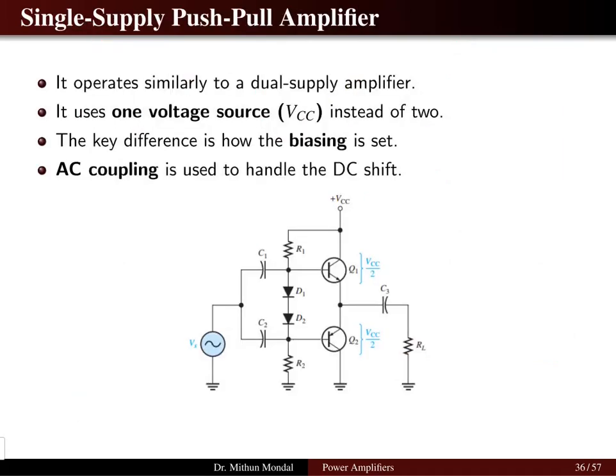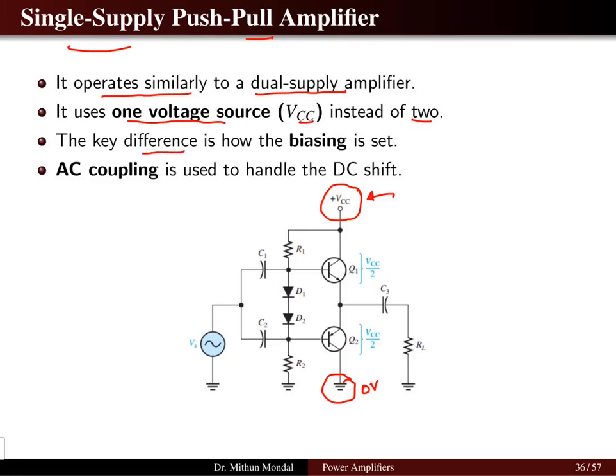We have seen the dual supply. Let us see the single supply push-pull amplifier, where we are using only one supply; the other one is at ground, or 0 volt. So it operates similarly to a dual supply amplifier. However, it uses one voltage source VCC instead of two. So this is only one supply.